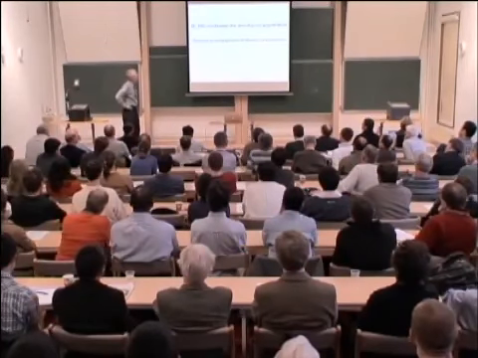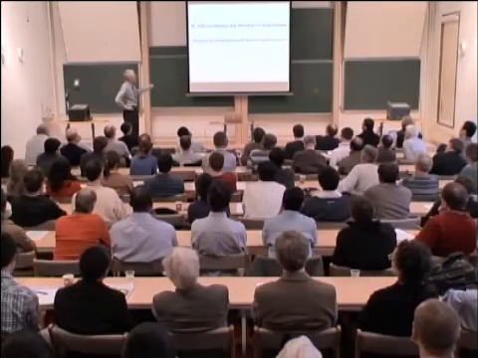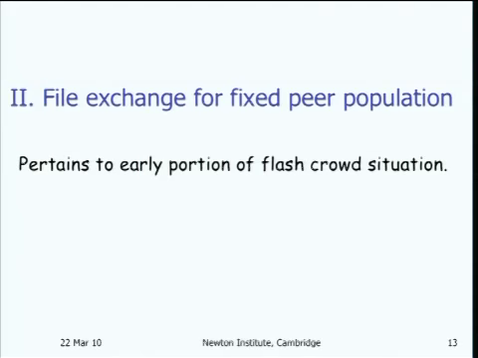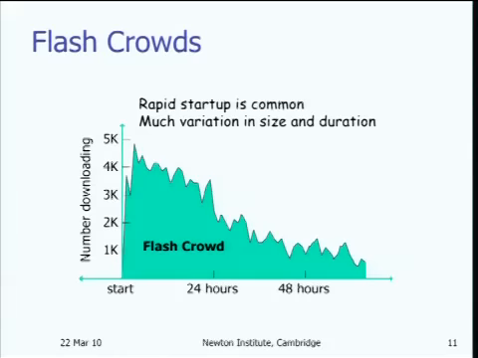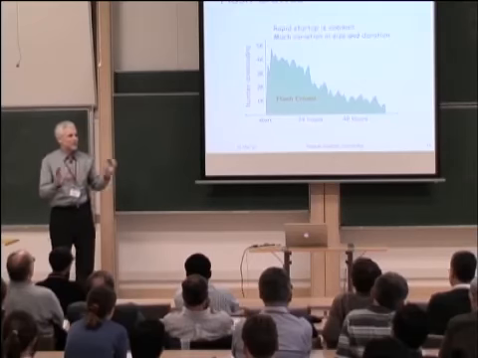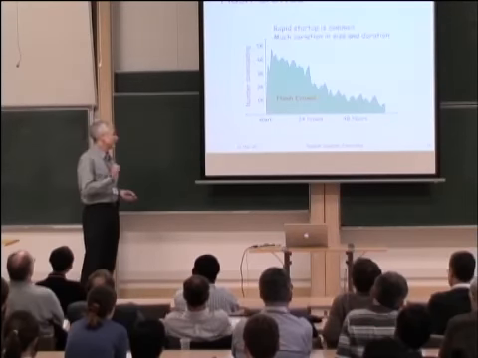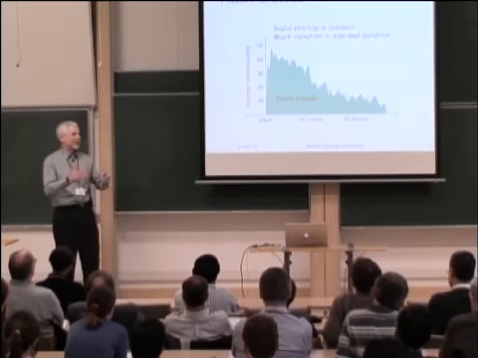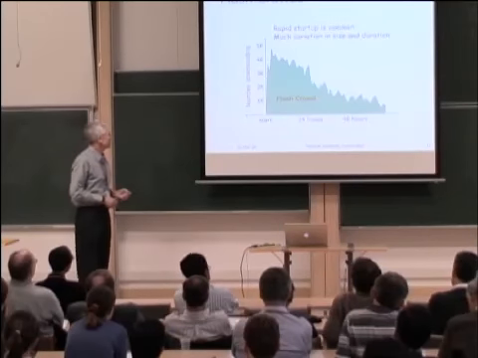Okay. So I'll talk a bit about file exchange for a fixed peer population. And this pertains to the early portion of the flash crowd situation I talked about before. Maybe it's not that good of a model, but I'm thinking that by some time there are a lot of peers that are interested in a file, and this model assumes there's a fixed number of peers and one seed, and you want to get that file to this fixed number of peers as quickly as possible.